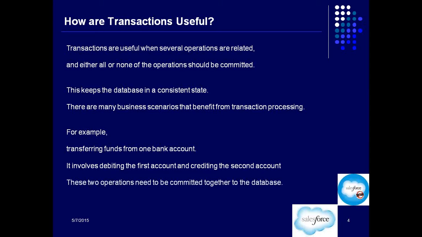In this case, what should happen? These two operations need to be committed together to the database. Either both of them should get committed together, or both of them should be rolled back. It should not happen that your first account got debited, second did not get credited because of some error, and the first got debited and it never got rolled back. Then what happens? Then your data becomes inconsistent, right? So there are operations like this.